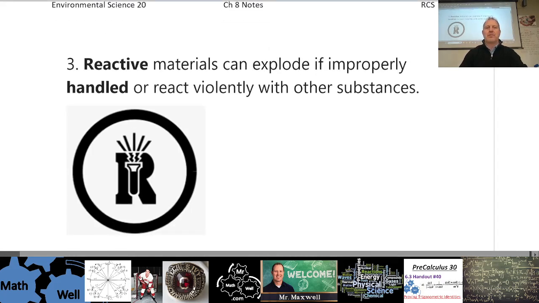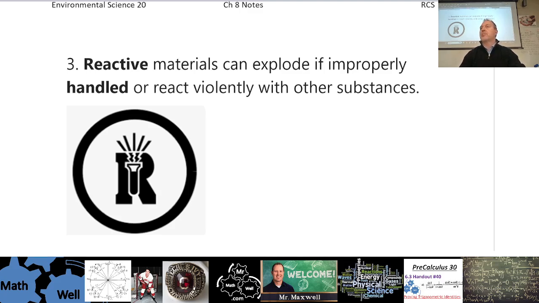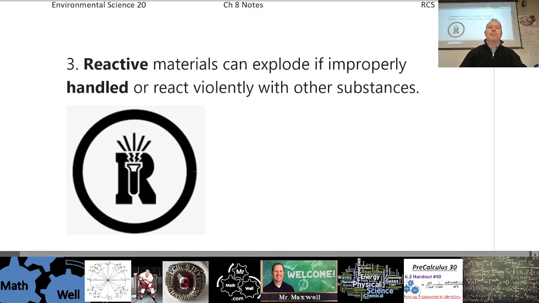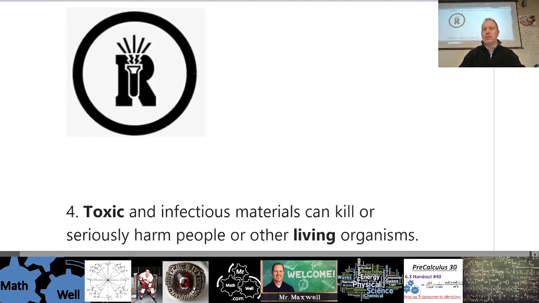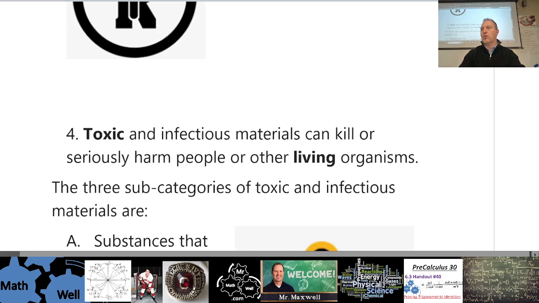Number three, reactive materials. Reactive materials can explode if improperly handled. So this does not necessarily have to do with heat or fire. This is like if you shake them too much or something. They could be that volatile that if you shake them or drop them, boom, they could explode. So they can explode if improperly handled or react violently with other substances. So if you have a reactive substance that mixes with the right other thing, it could be lights out.